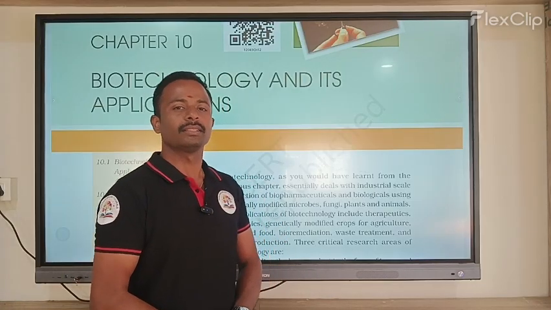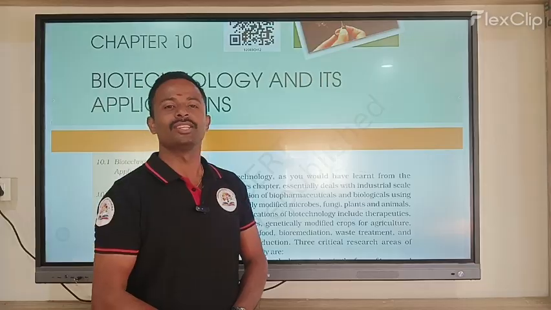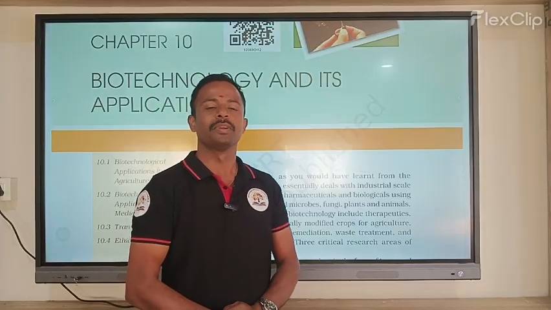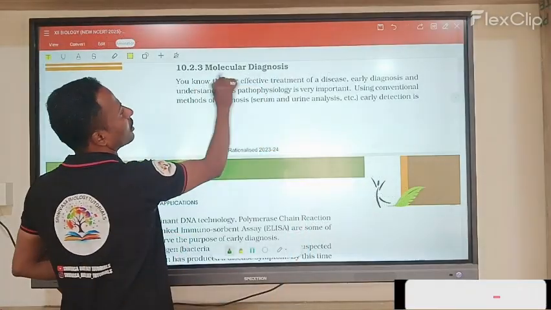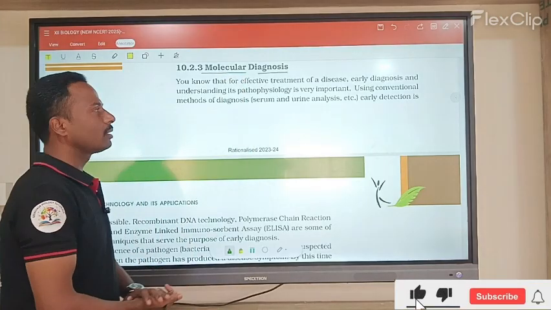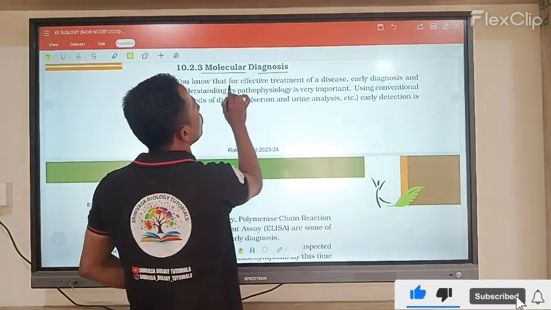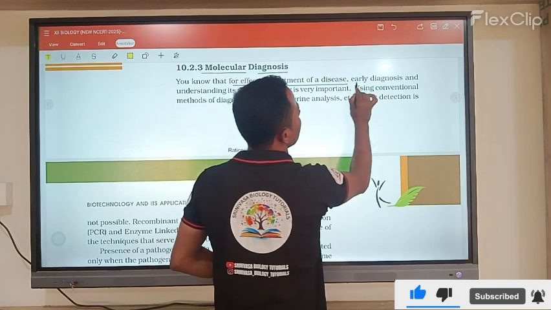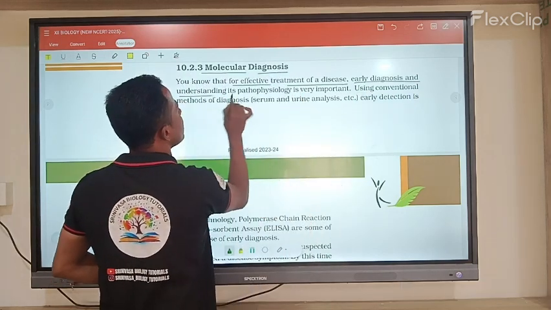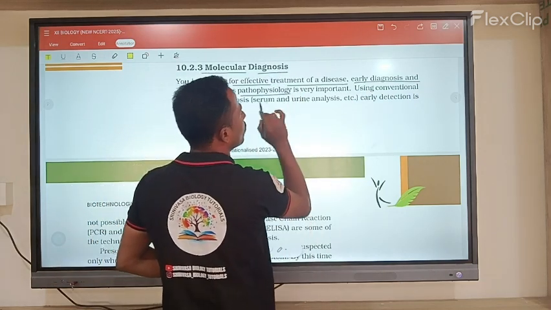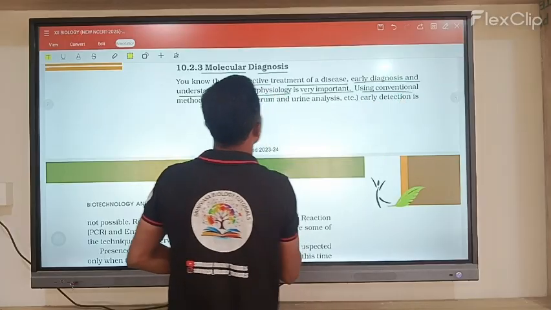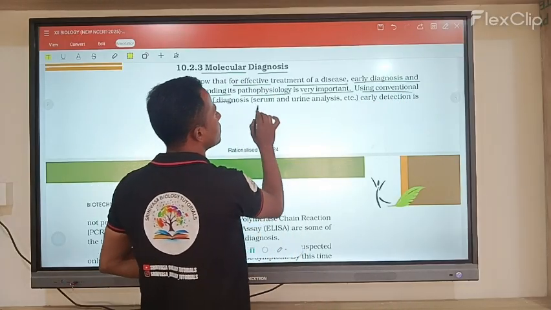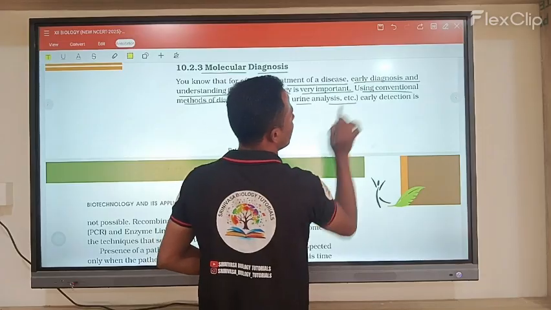NCERT Class 12, the chapter Biotechnology and its Applications. Part 4, Molecular Diagnosis. You know that for the effective treatment of disease, early diagnosis, that is understanding its pathology, is very important, using conventional methods of diagnosis like serum and urine analysis, etc.